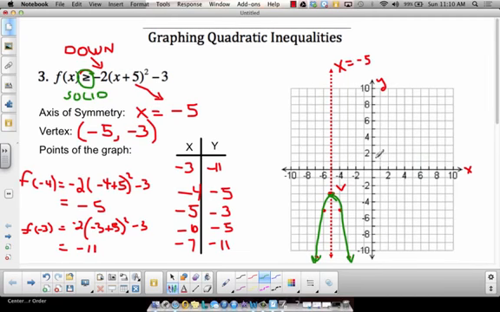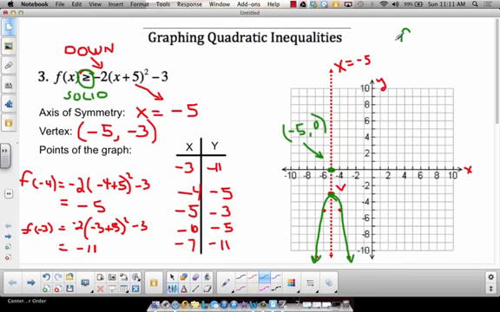Now from here, I got to figure out, do I shade inside or do I shade outside? So I want to choose a point that's not on this parabola anywhere. And one of the best points to choose would be one that is still on my axis of symmetry, because it's going to make my arithmetic easier. So I'm going to choose this point here, and I'm going to say this is (-5, 0). Now this is just for testing to figure out where do I shade.